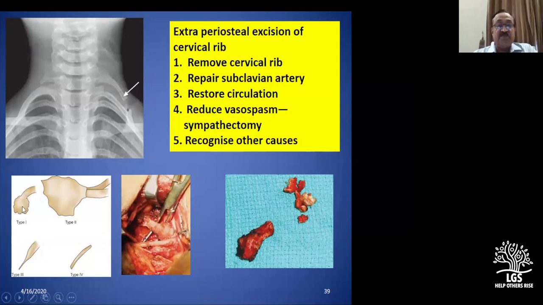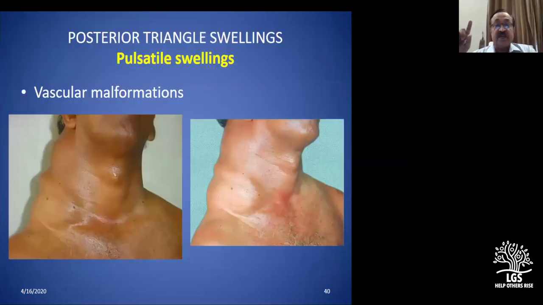This is a small picture of a cervical rib. This is a rib actually from surgery, my own case. And these are the ribs which come out broken. Partly it was fibrous. Just remember those 5 R's as a checklist for you. The treatment of cervical rib is extraperiosteal excision of the cervical rib. That means remove the cervical rib, repair the subclavian artery, restore the circulation, reduce the vasospasm, and recognize other causes.